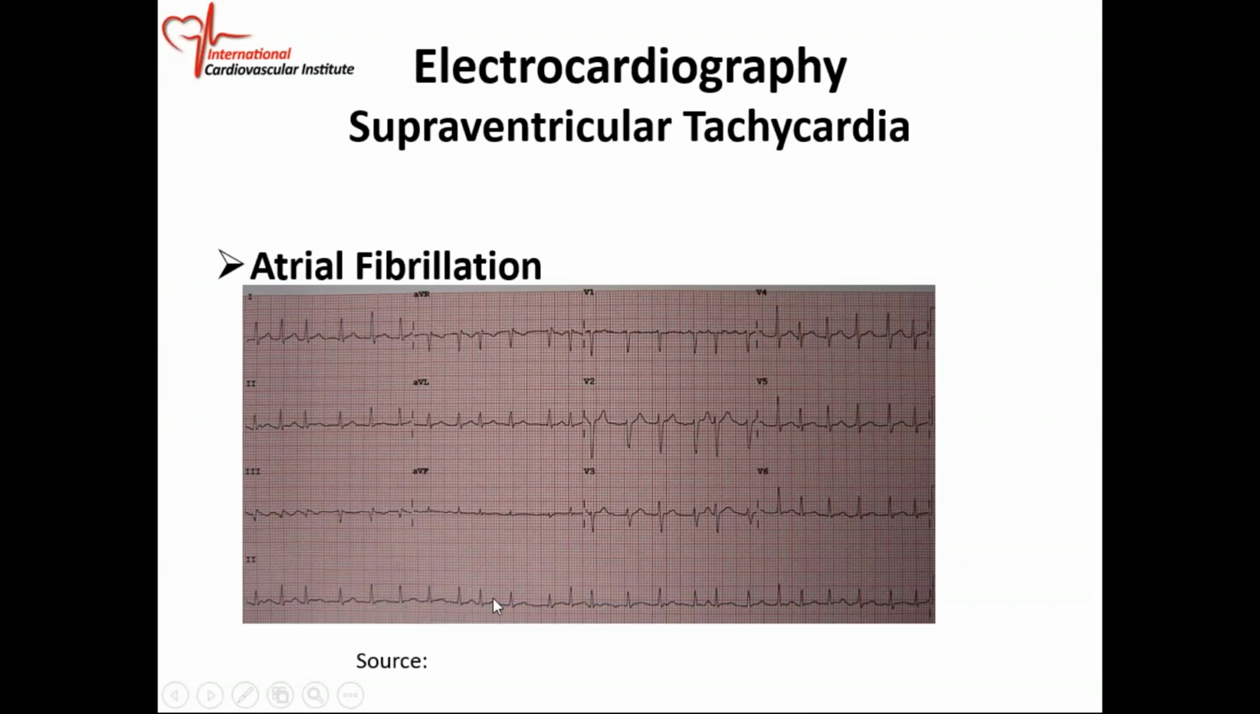The baseline is wavy. You might see little humps and lumps right there, but it's not regular, okay? And then when you look at the R to R interval, it's irregularly irregular. Irregularly irregular beats suggest atrial fibrillation, okay?